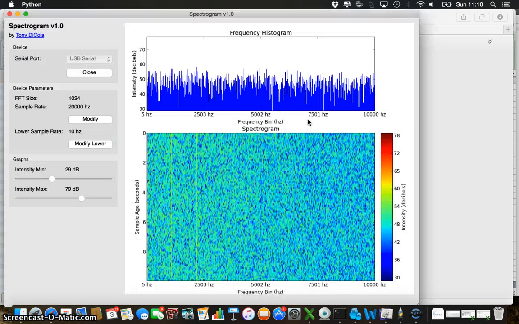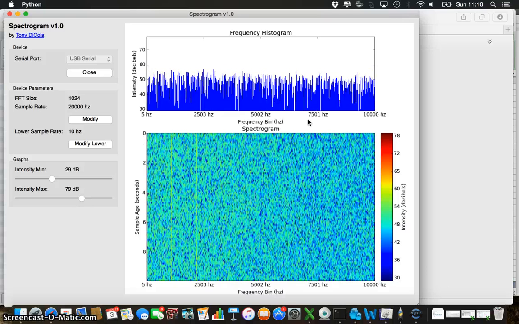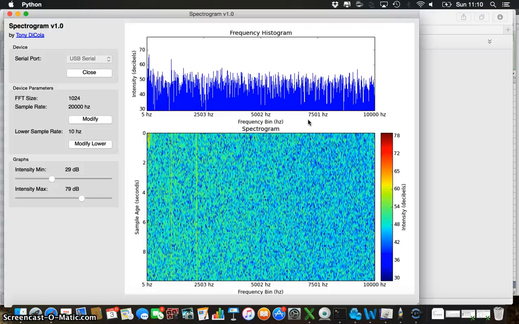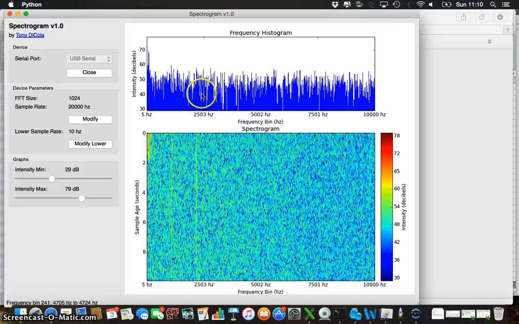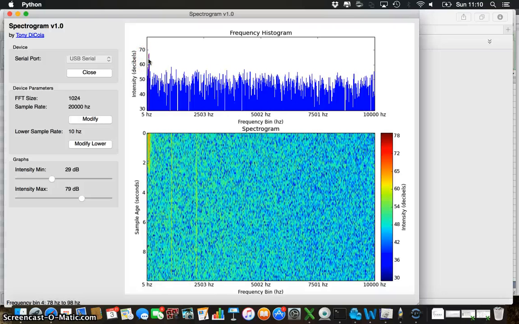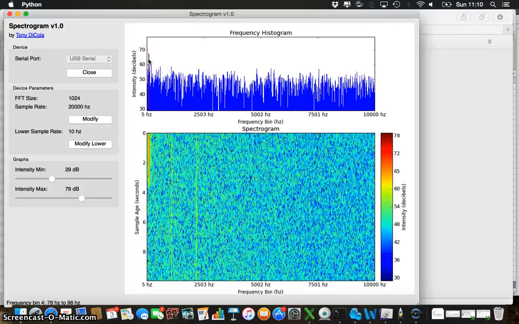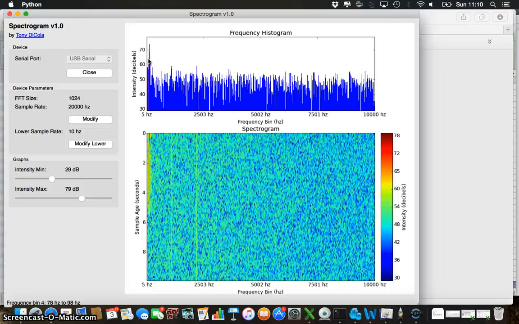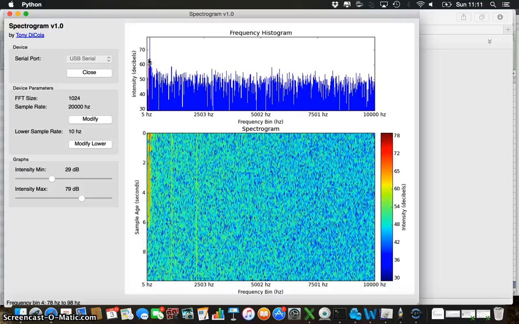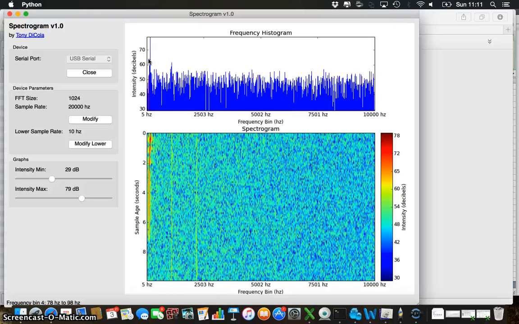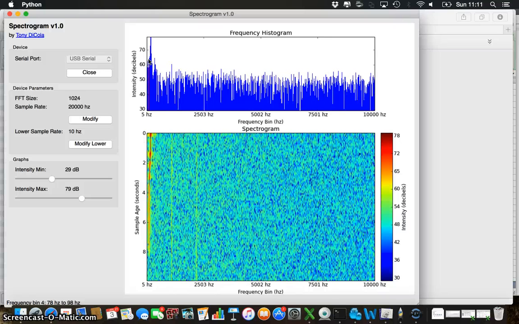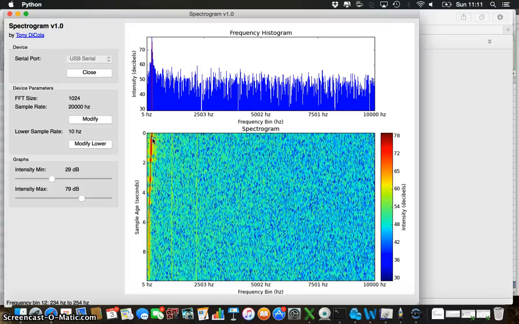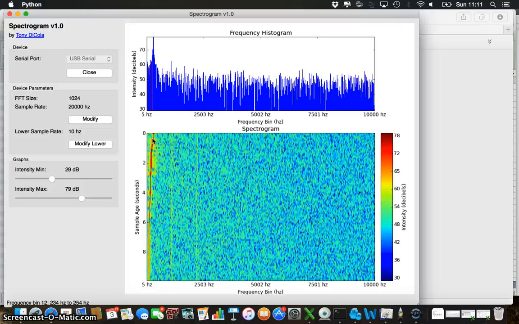So right now we don't have any input signal. I'll turn up the signal generator here, and we can see something starts to happen at around 100 Hz or so. And as I turn up the frequency, the amplitude goes up as well. We can see down here in the histogram that the frequency follows up.